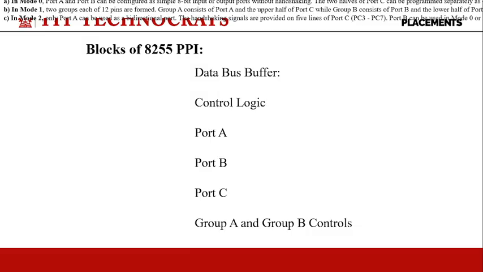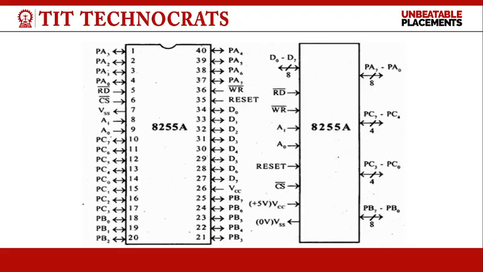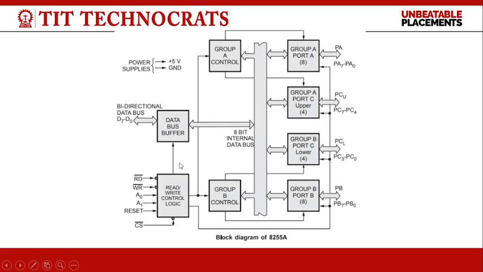Here we discussed the block diagram. Now see, this is the pin diagram of 8255 PPI. Basically 8255 is a 40 pin IC. Total 40 pins are there. Out of these 40 pins, as we discussed in the block diagram, there are 3 ports, port A, port B and port C, and each port has 8 input output pins.